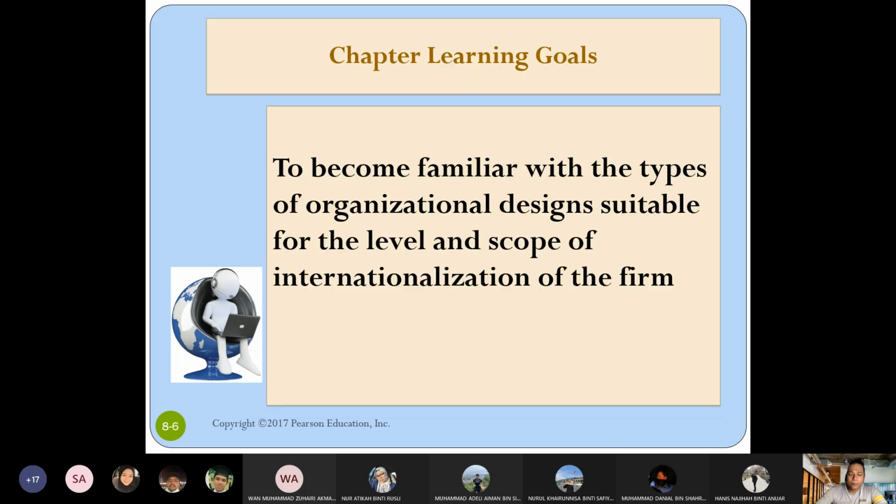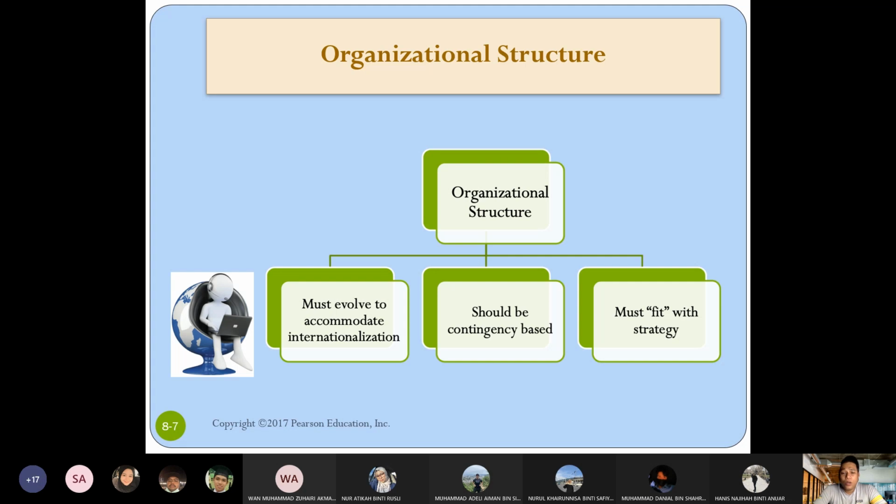All right, so the second learning goal from this chapter is to become familiar with the types of organizational design suitable for the level and scope of internationalization of the firm. So in this learning goal, we try to know what types of organizational design we have for the international level. Okay, the first one is the normal organizational structure. We have the CEO, the main one, and the top decision level in the organization. So that's the first one.